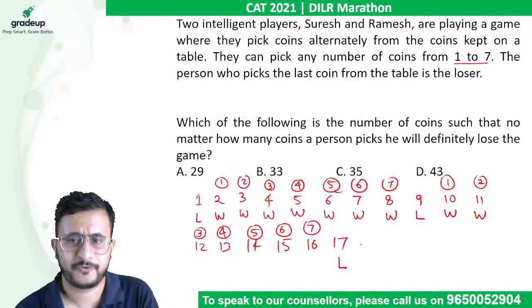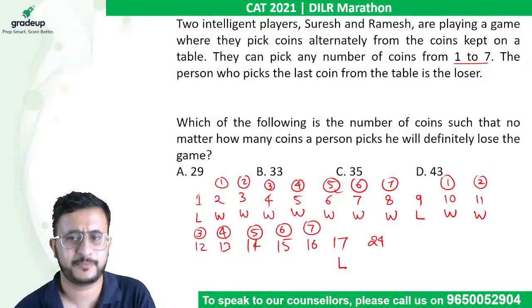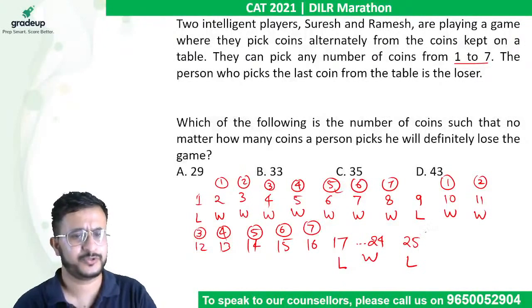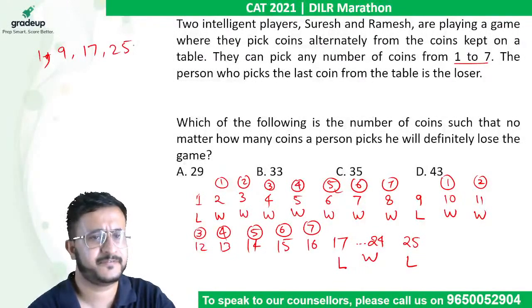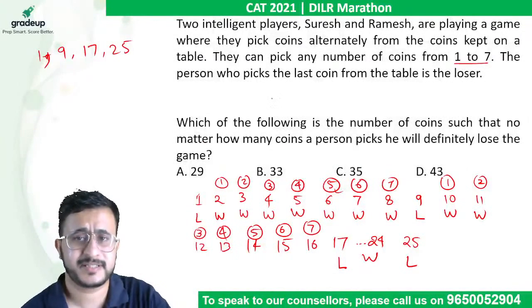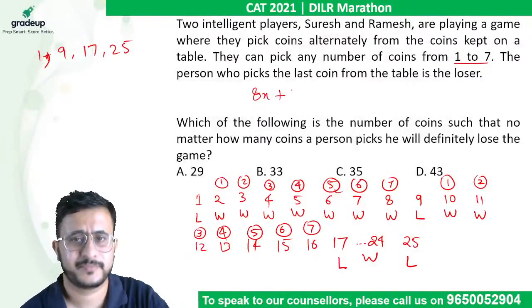Now for 7 more turns, that is up to 24, I will win, but at 25 I will lose again. So do you see some pattern? 1, then 9, then 17, 25. This is the losing number. So the losing number is given by 8n plus 1.